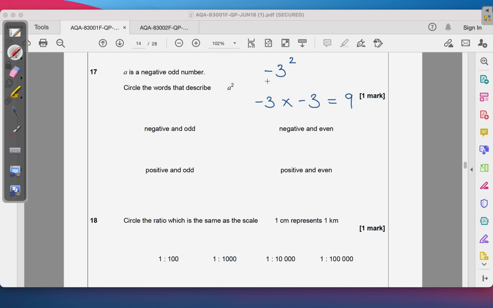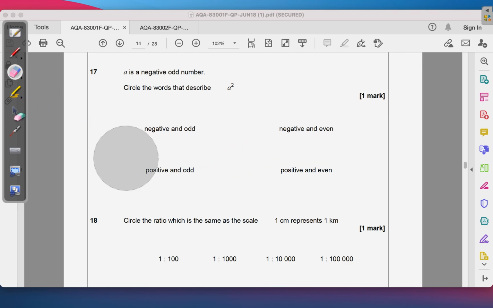So a negative odd number squared gives us a positive odd number. It's going to be positive and odd. It can't be negative, because when you square a number, you always get a positive number. And 9 is an odd number, so it must be odd.